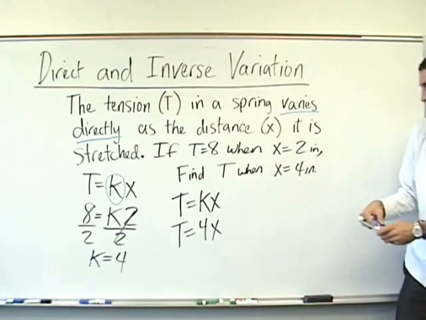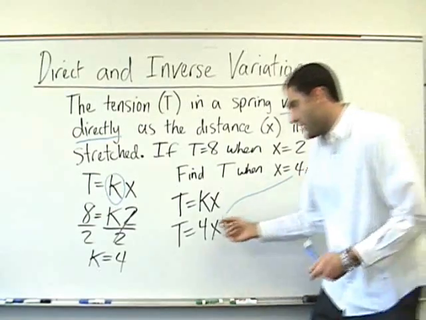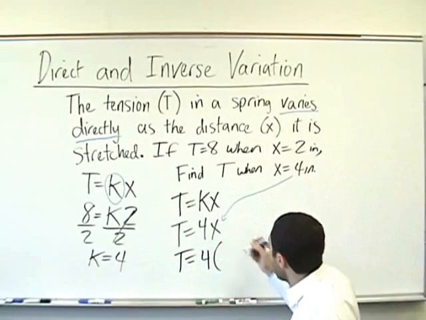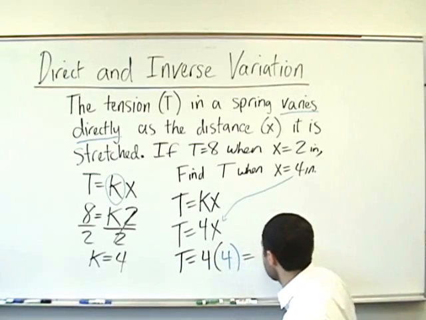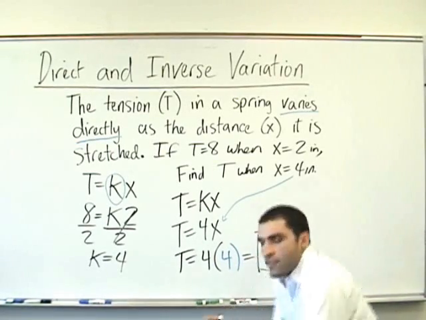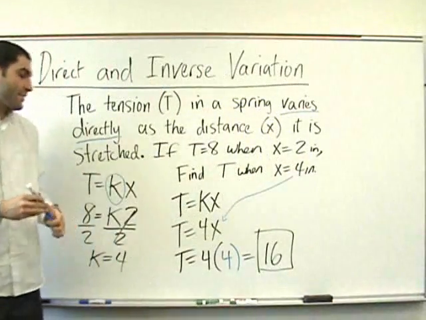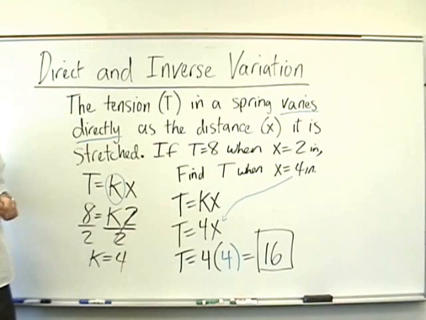Okay, so x equals 4 is going to go into here. So t equals 4 times 4 equals 16. Problem solved. Yeah, someone said it's easy. It's easy if you know what you're doing. It's process oriented. Are you ready to try one yourself?